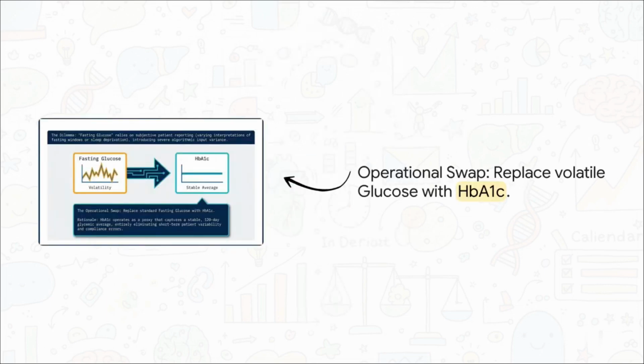The clinical solution? It's this brilliant operational swap right here. We replace that volatile fasting glucose with HbA1c. Why? Well, HbA1c acts as a proxy that captures a highly stable 120-day glycemic average. It completely eliminates short-term patient variability and just bypasses compliance errors altogether. It takes all the guesswork out of the algorithm.